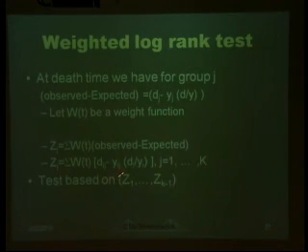So at a death time, we can look at the observed number of deaths in group J, Dj, minus the expected number of deaths, which is this guy. And if these two numbers are quite different from each other, then that tells us that something's wrong. And what's wrong is our null hypothesis that the groups all had the same hazard rate, or all had the same survival function.